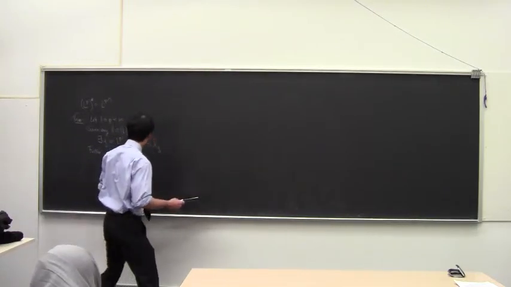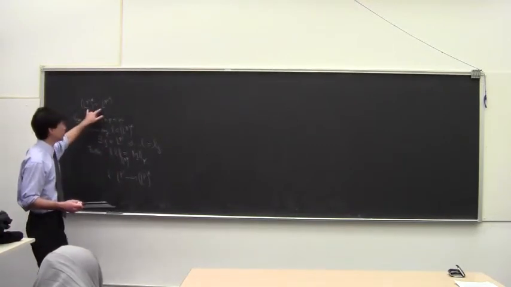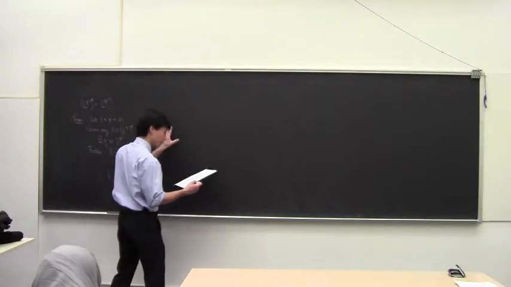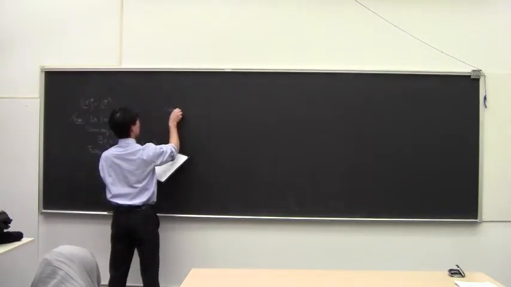Okay, so here we go. We're going to show this isometry. We're going to show these two spaces can be identified. And let's start off with the following lemma.